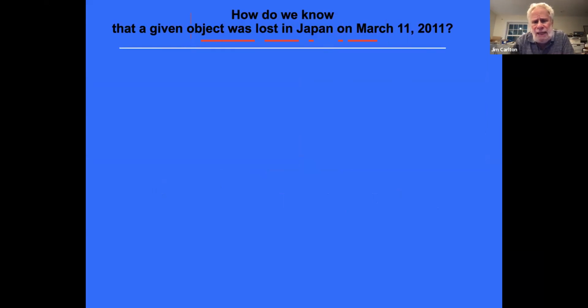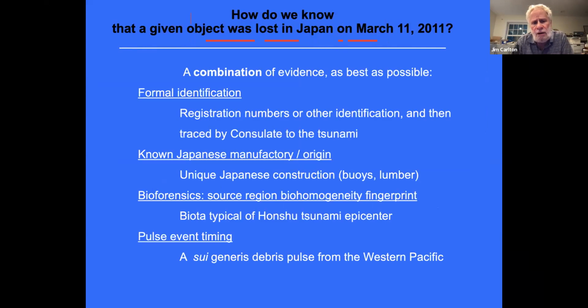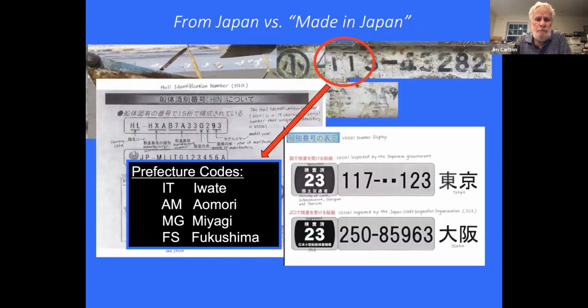How do we know an object was from Japan? How do we know it was not made in Japan? How do we know how it was related to the tsunami of March 11? That took us several years to work out very carefully. We did have the benefit of formal identification. Many of those boats had registration numbers, and working with the consulate of Japan, we were able to track those back to that day, March 11, and loss by those owners. Things of known Japanese manufacturing, like the lumber I'll mention. Bioforensics turned out to be very important. I'll describe that in a moment. And pulse event timing. These are all the clues that brought together whether an object was from the tsunami release.